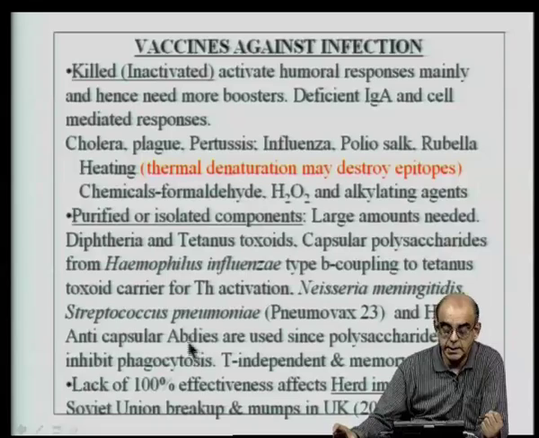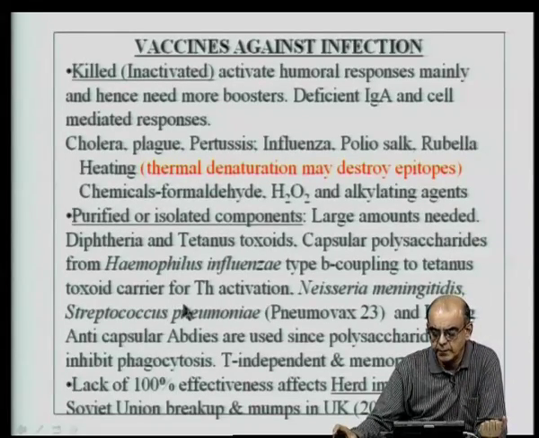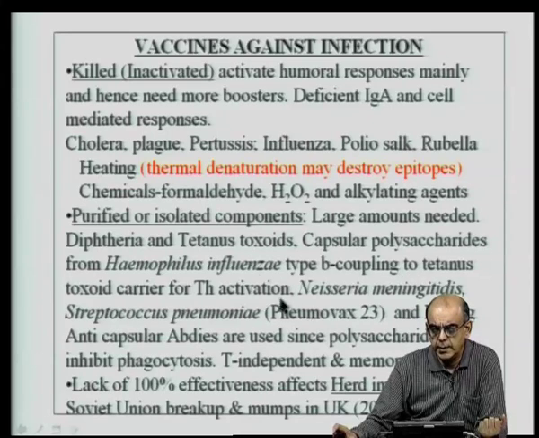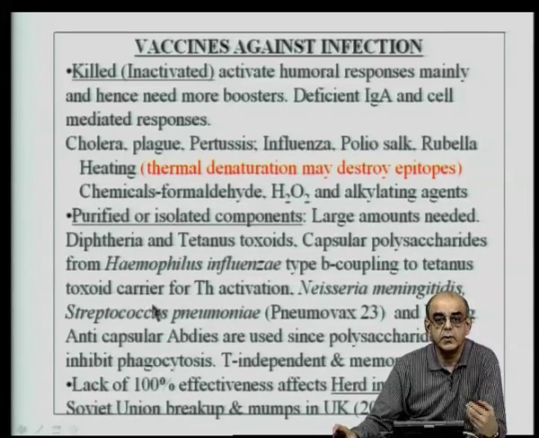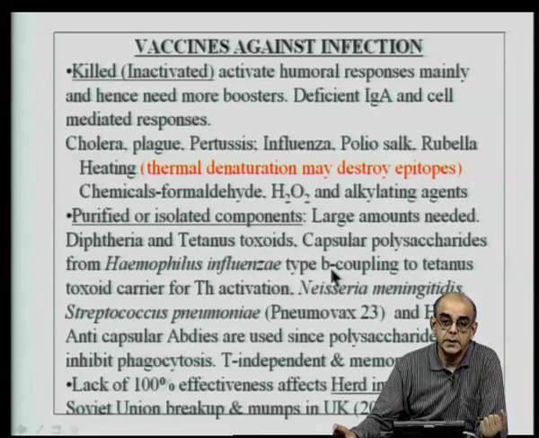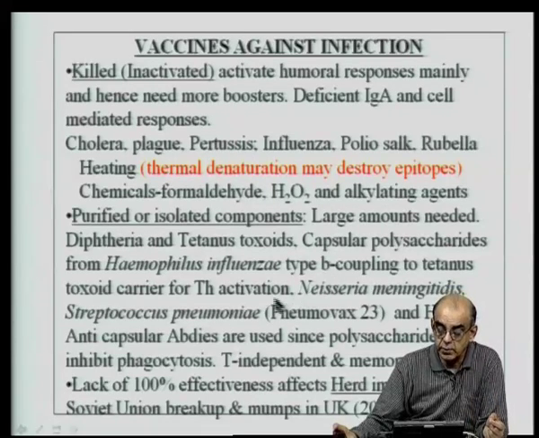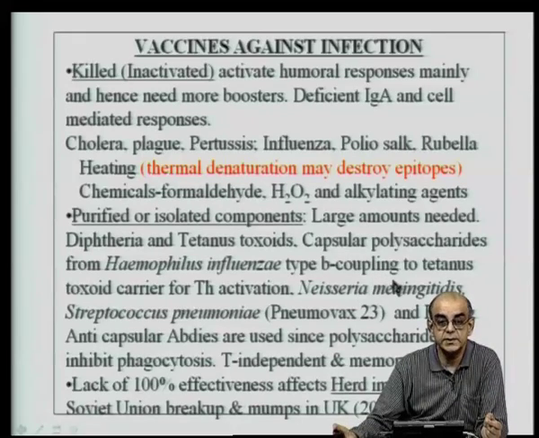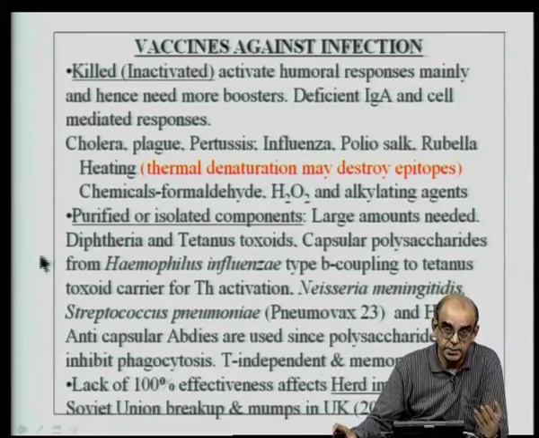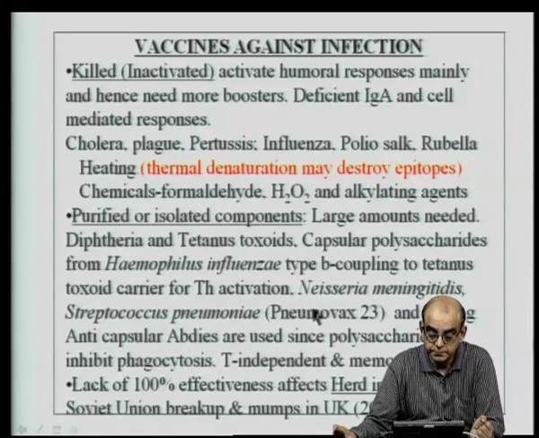We will come to that a little later on, being very highly immunogenic by itself. This carrier coupling enables T helper activation for the establishment of memory, because capsular polysaccharides are thymic or T independent response activating type of antigens. So, therefore, one needs to activate T helper cells, which can be done by coupling these antigens to tetanus toxoid, which by itself is very, very immunogenic and causes T helper activation.